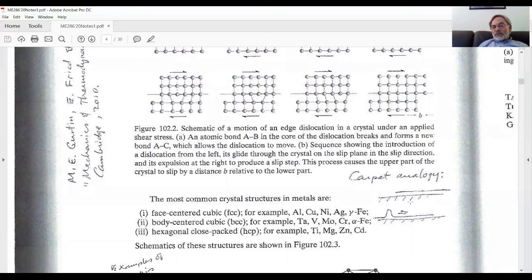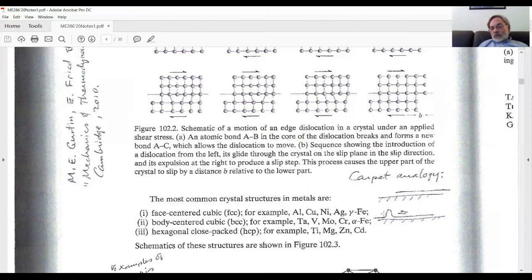A much easier way to achieve the same objective is to create a bulge at the left end of the carpet, just a bump in the carpet, and simply translate the bump from left to right. You just push along the bump, easily done by one person. And when the bump has emerged from the carpet, the effect is to displace the carpet slightly to the right, in the same way that the effect of the passage of a single dislocation has been to displace the upper layer of atoms slightly to the right relative to the lower layer of atoms.